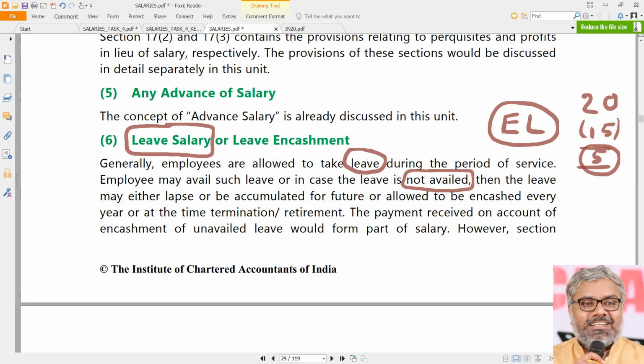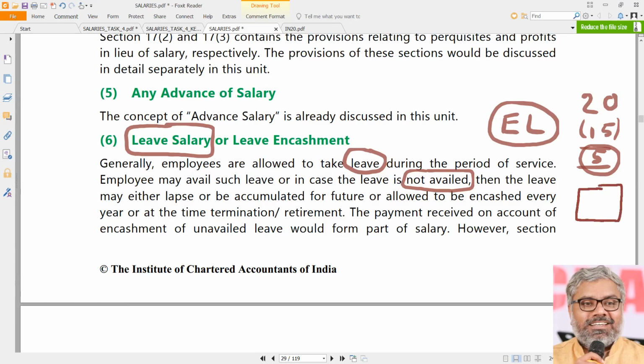Over a period of time, let us say this person has worked for 25-30 years in a particular organization. Over a period of time, all these unavailed leaves will accumulate, and at the end of the service, all these leaves are totaled.